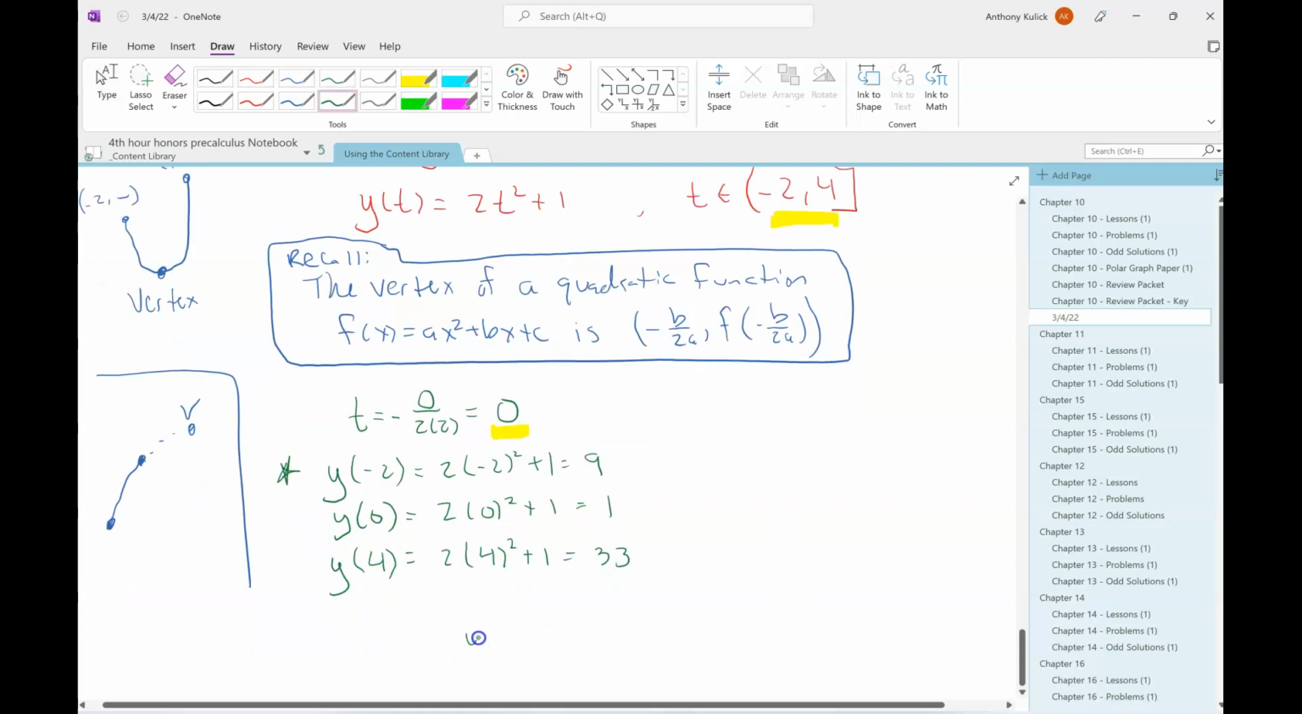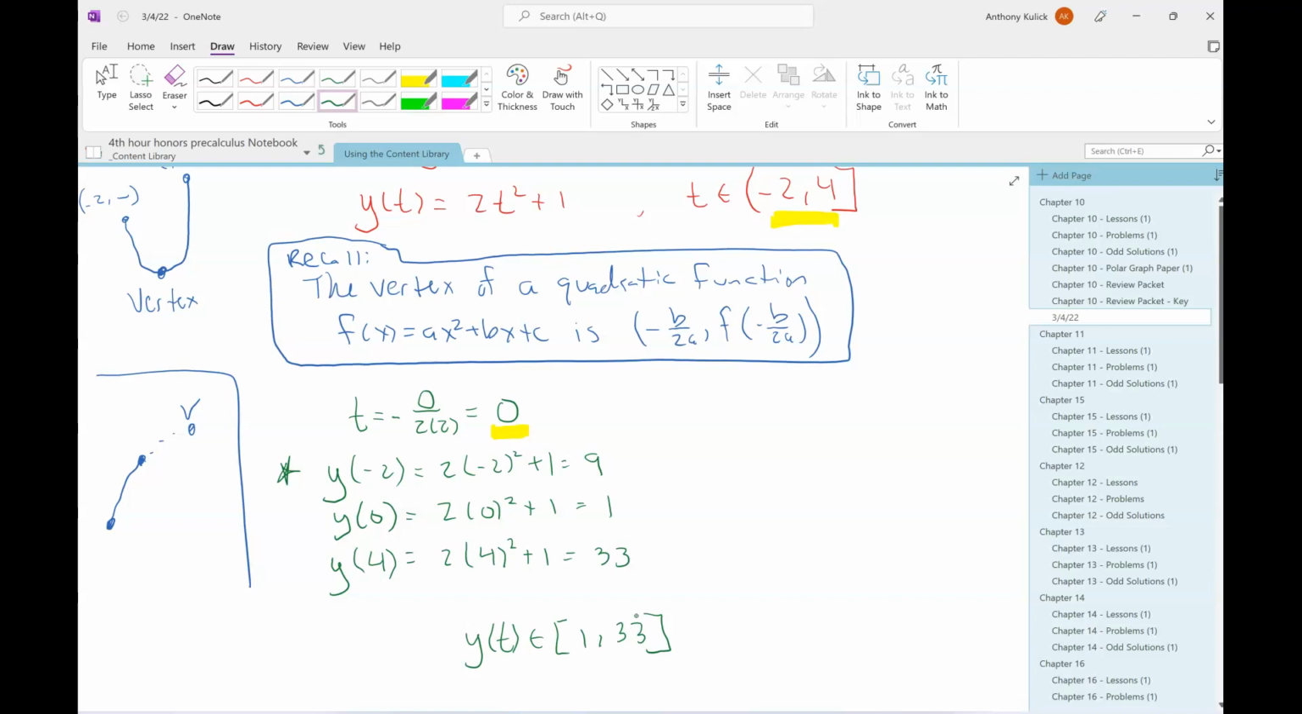33. So how many of you say the range would just be 1 to 33, like that? What's up? Okay, why? Okay, but does that matter if the 9 isn't the smallest or largest number in the range? You're right the first time, Mackenzie, it does. Now, if these were all closed intervals, the 9 doesn't matter.